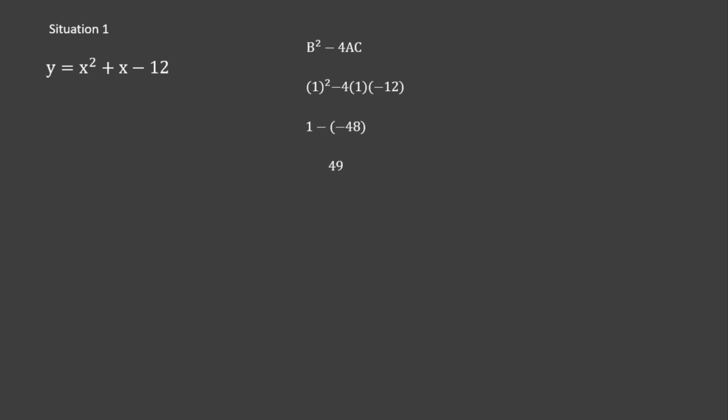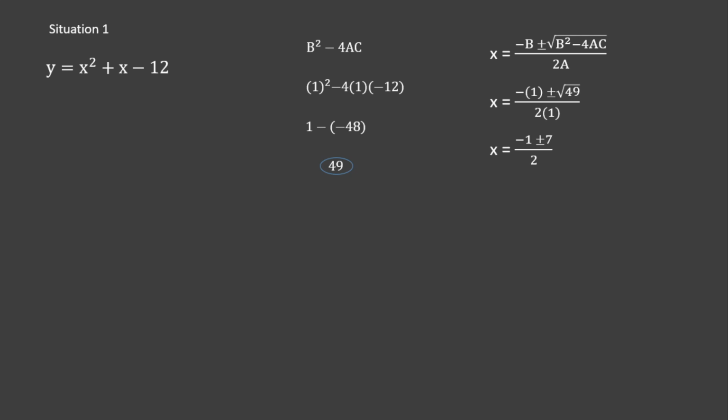That's a positive number, which means we're going to have 2 real zeros. We know this. Now let's plug this into the quadratic formula and prove it. So we know the discriminant is just b squared minus 4ac underneath the square root. So we can plug the 49 in directly there. The 1 goes to the negative b, and the other 1 goes to the a.